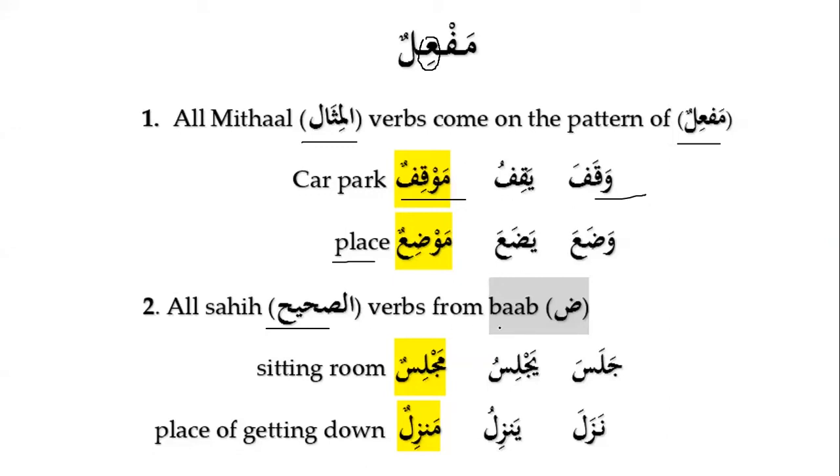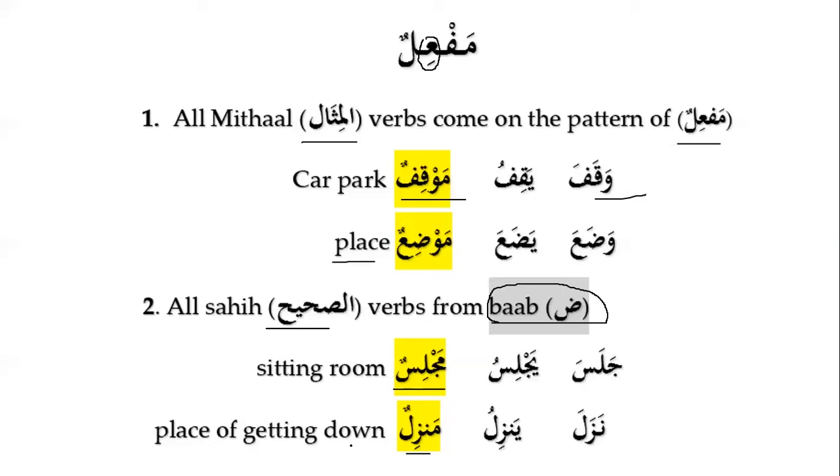And all sahih verbs from bab daraba yadribu. So all the verbs that come from bab daraba yadribu, and when they are sahih, and they don't have any of the other things, like hamza or tashdid or waw or ya, they will come on the pattern of maf'ilun. For example, jalasa yajlisu, and dharf is majlisun, sitting room. And similarly, nazala yanzilu, manzilun, place of getting down, or it is also used for the home. Manzil is also used for the home as well.